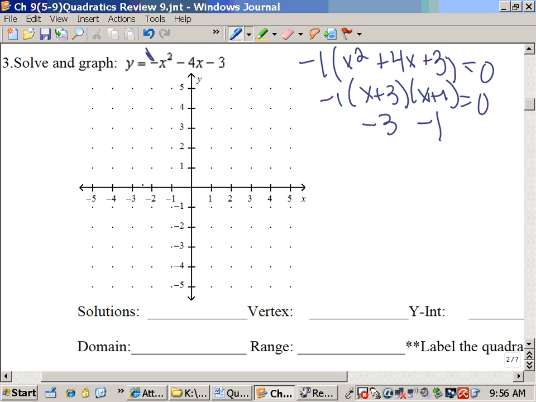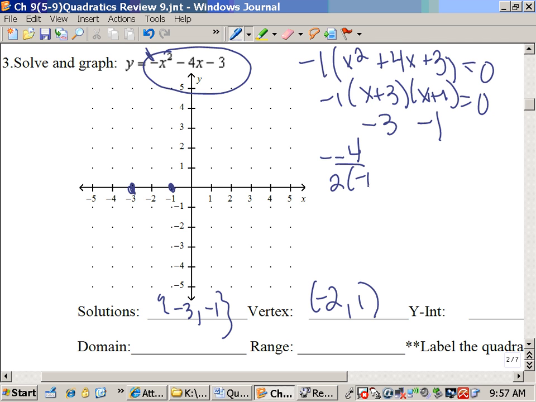So for your solutions, go to negative 3, put a dot. Go to negative 1, put a dot. And it's negative 3 and negative 1. The order right here doesn't matter. My vertex is going to be negative 2, 1. You have to do negative b over 2a. Wait. You are going back to the original, not the one that the negative 1 is factored out of, right? So negative b over 2a is negative 4 over 2 times negative 1. That's positive 4 over negative 2, which is negative 2.